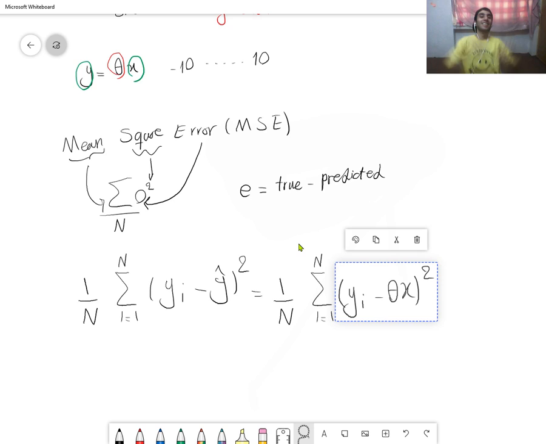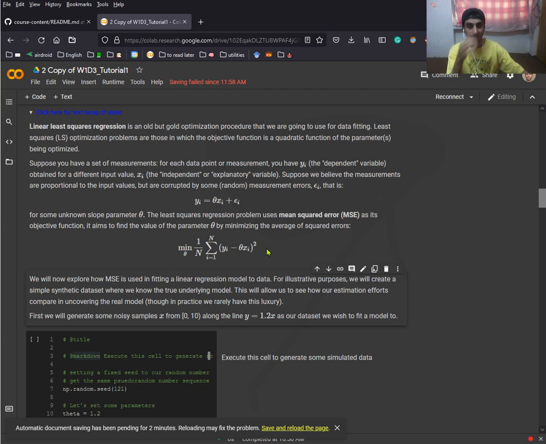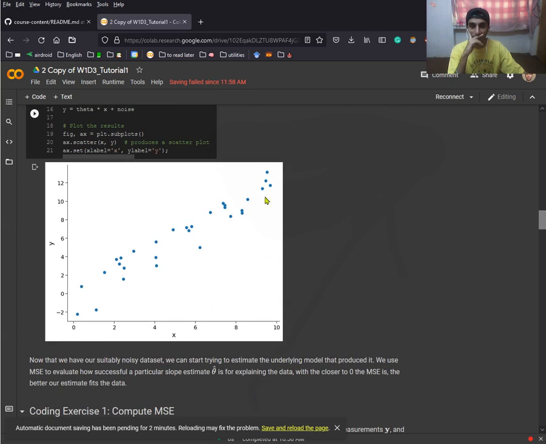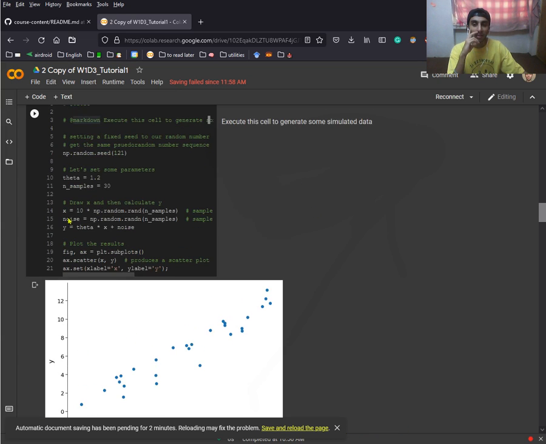Yeah, finally I do it. Okay, so this is the exact equation we find in the tutorials. And as I told you, we want to minimize this MSE value. Okay, here they generated some random data with this code.